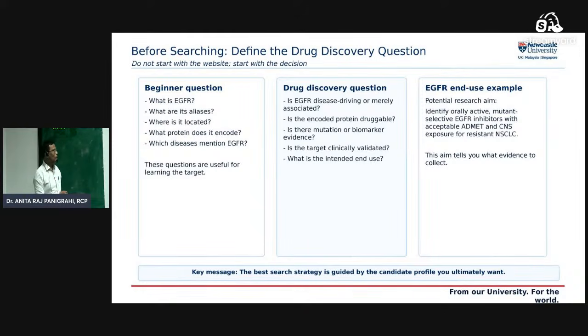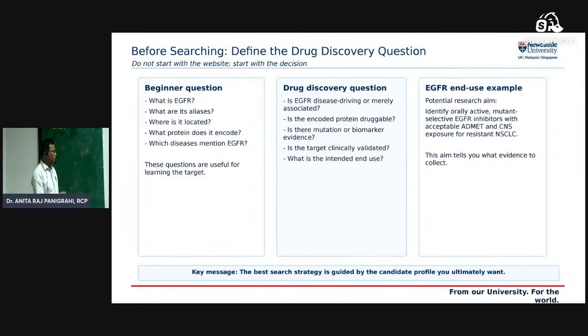Okay, then, CNS exposure. For some diseases, we don't want the CNS exposure to happen, but for some diseases, CNS exposure is required. What do you think: in EGFR, in lung cancer, is CNS activity something we want or we don't want? We want it, because there is metastasis. Okay, good. This same tells you what evidence to collect.